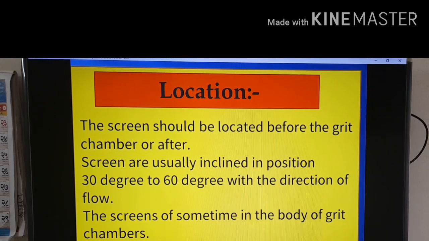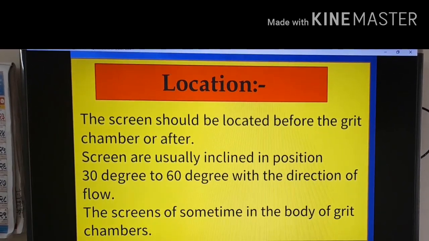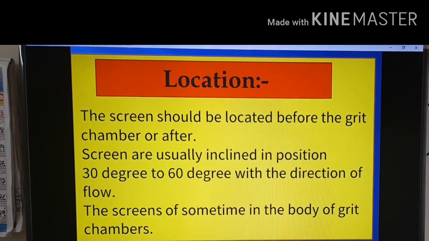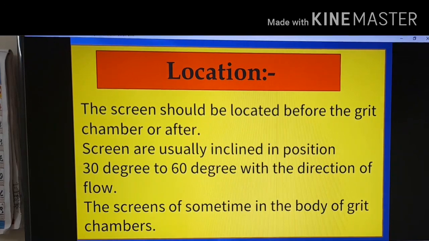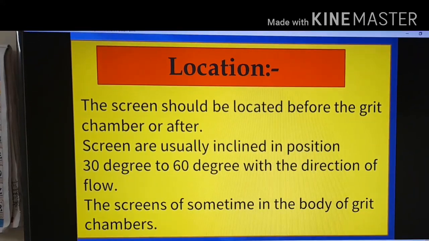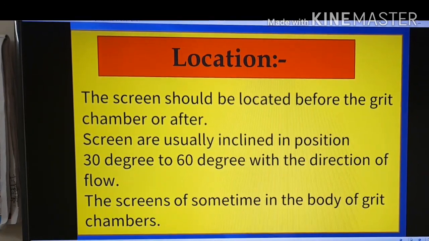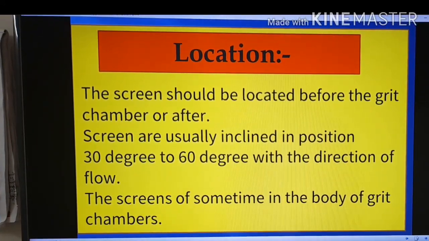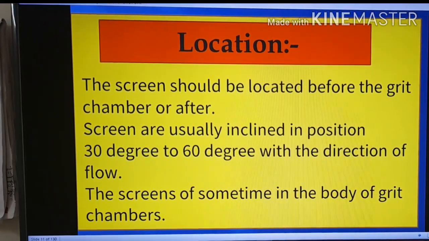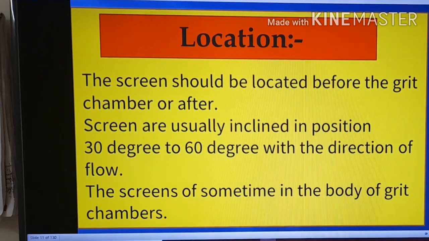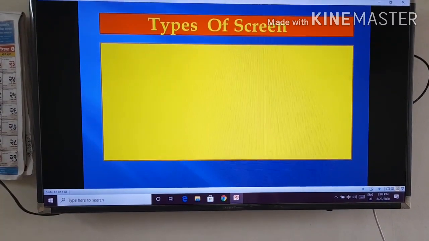Location of screen chamber. The screen should be located before the grit chamber or after. Screens are usually inclined in position at 30 degrees to 60 degrees with the direction of the flow. The screens are sometimes placed in the body of grit chambers. Please remember.